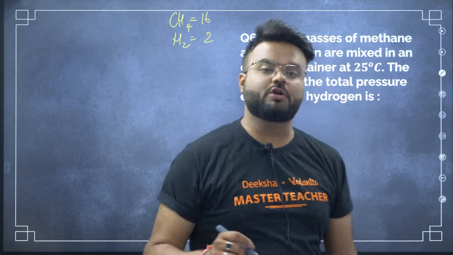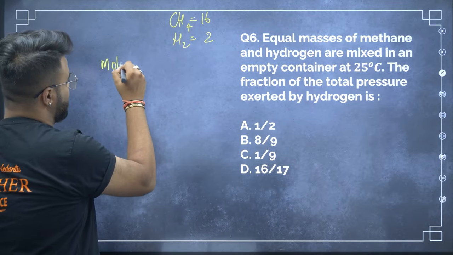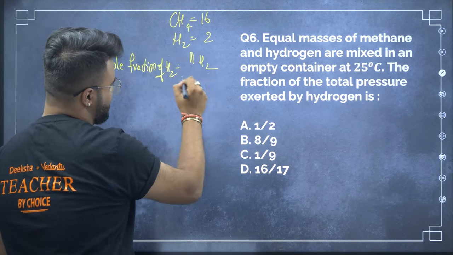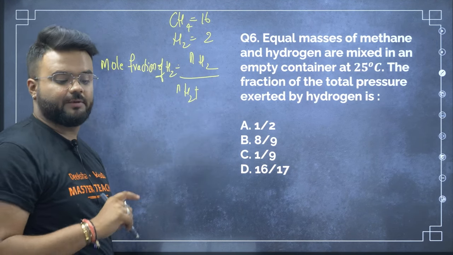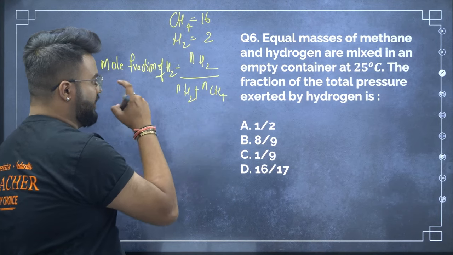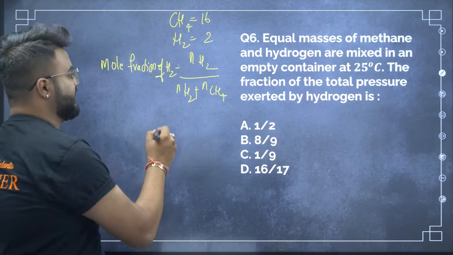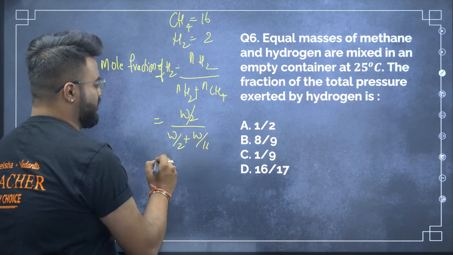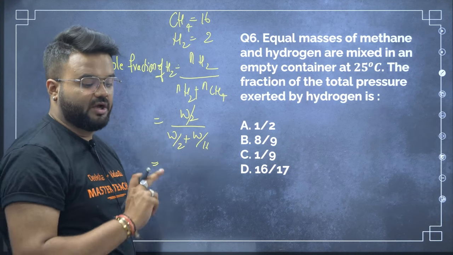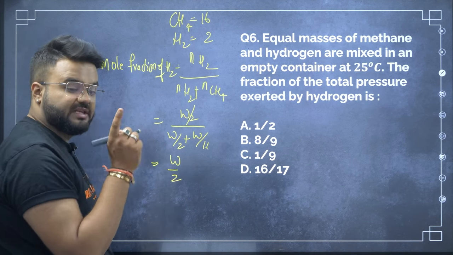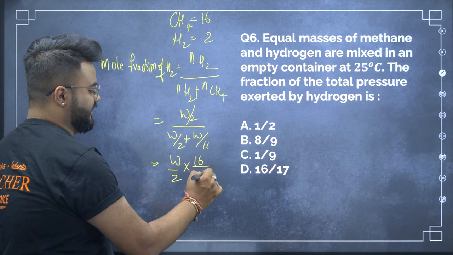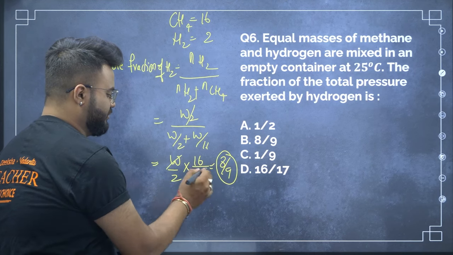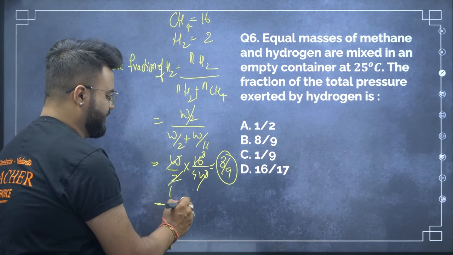Now what we have to find out is the mole fraction of H2. Mole fraction of H2 will be nH2 divided by nH2 plus nCH4. Okay, now when we add the mole fractions, what do we get? That is W by 2 divided by W by 2 plus W by 16. Now when I cross multiply and take it into the numerator, what happens? W by 2 into 16 divided by 9W. Therefore, W cancels, and you will get 8 by 9. 8 by 9 will be your correct answer.